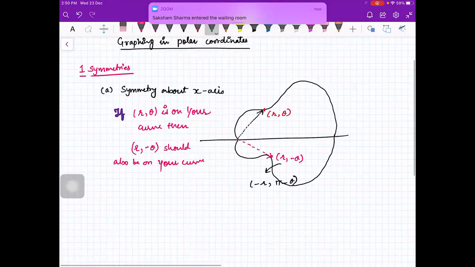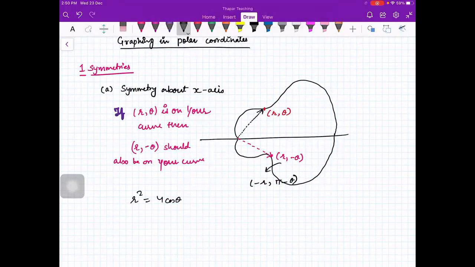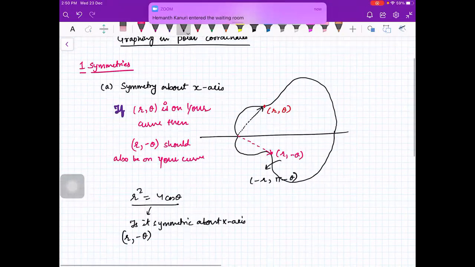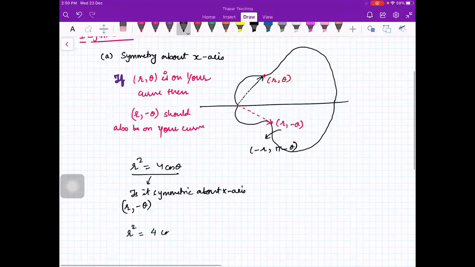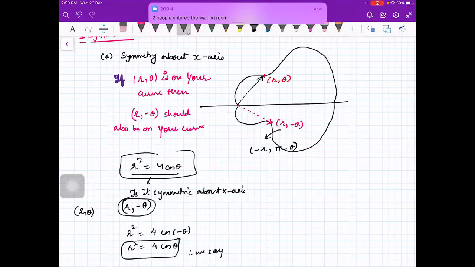So yesterday we had this problem, for a curve we had taken r² = 4 cos θ. Is it symmetric about the x-axis? We had seen that if we just put this point (r, −θ), we have r² = 4 cos(−θ), so this is r² = 4 cos θ. So your curve remains the same. It means that if (r, θ) is on the curve, then (r, −θ) is also on the curve. Therefore, we say symmetric about the x-axis.